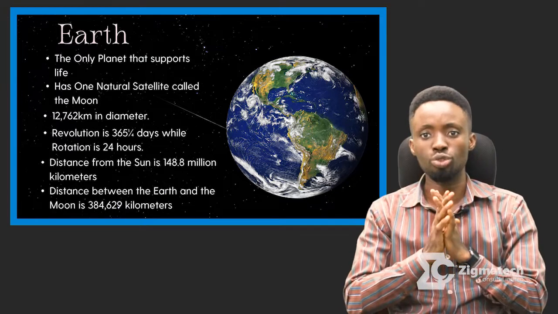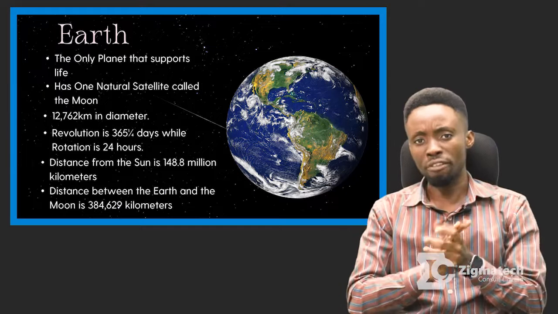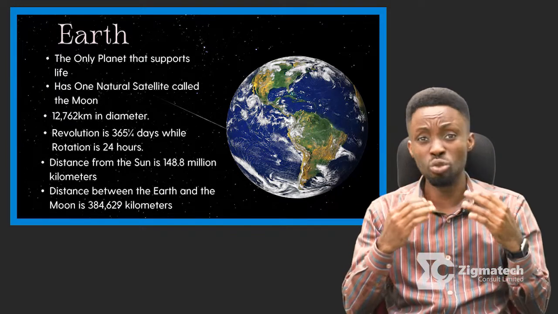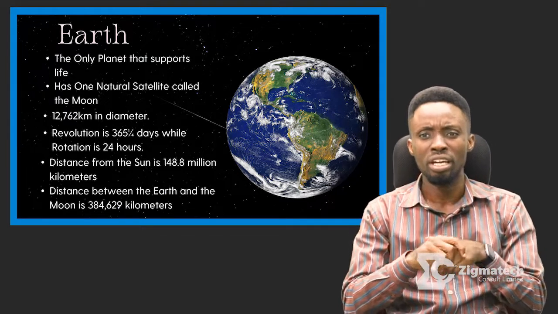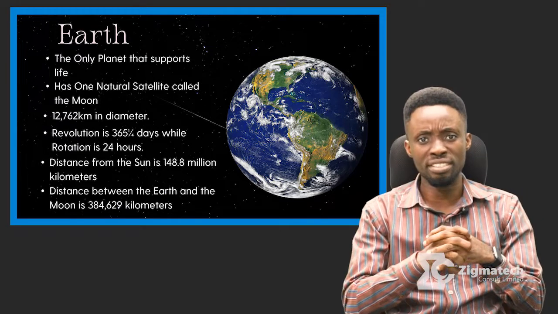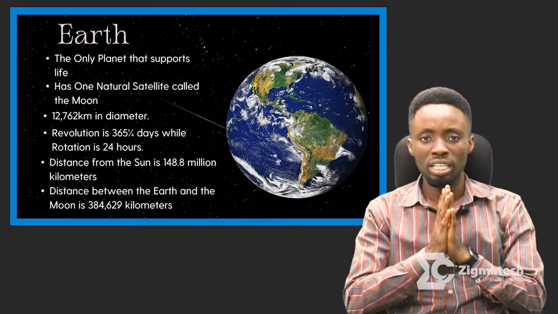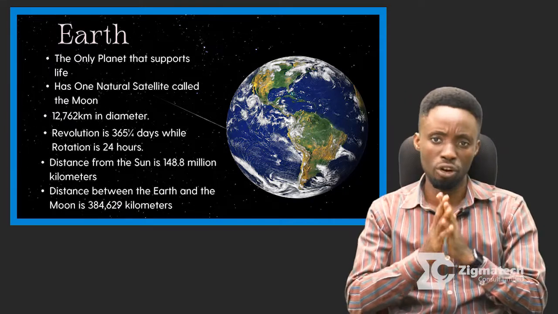But Earth has just one natural satellite and is 12,762 kilometers wide in diameter. And for Earth, a revolution takes about 365 and a quarter days, while rotation lasts just 24 hours.